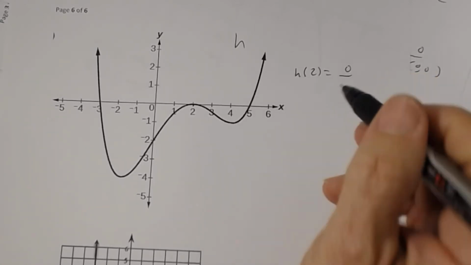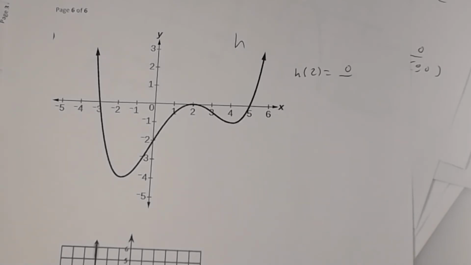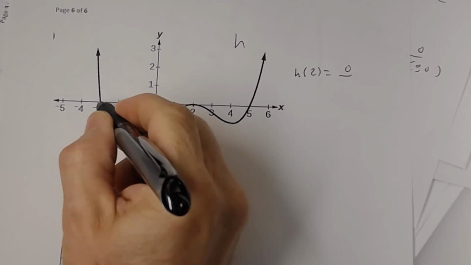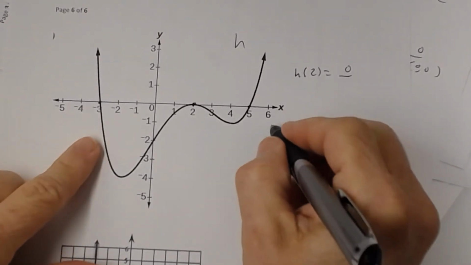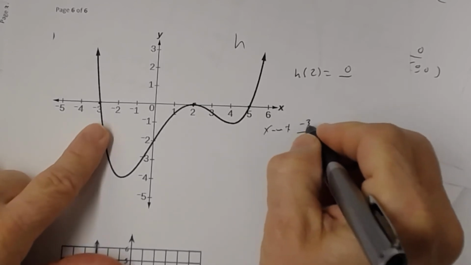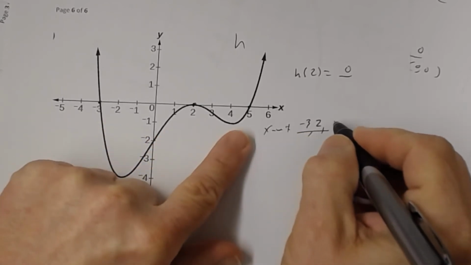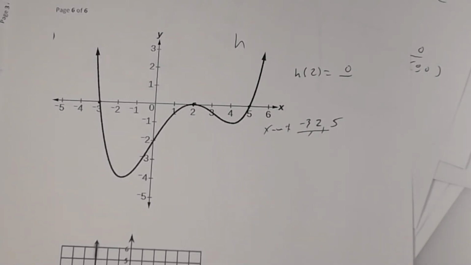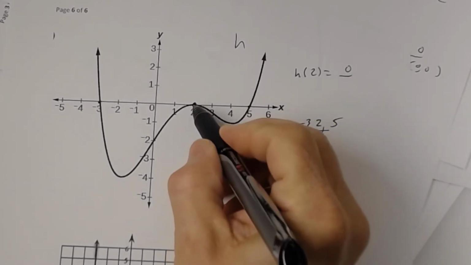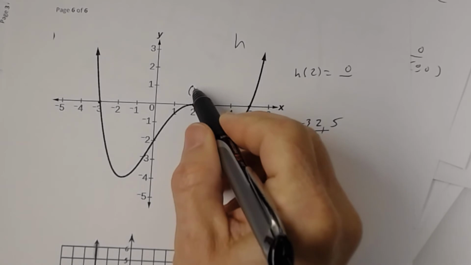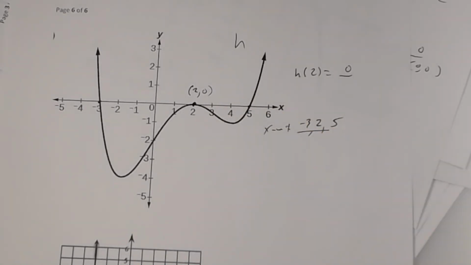3, good. Remember, an x-intercept is where the graph crosses or touches the x-axis. Because remember, the x-intercept is where y is 0, right? So y is 0 here, y is 0 here, and y is 0 here. So there are how many x-intercepts? 3. So my x-intercepts are -3, 2, and 5. So when we said h of 2 was 0, that's because h of 2 happens to be the x-intercept. And when I label that point, that's the point (2, 0).